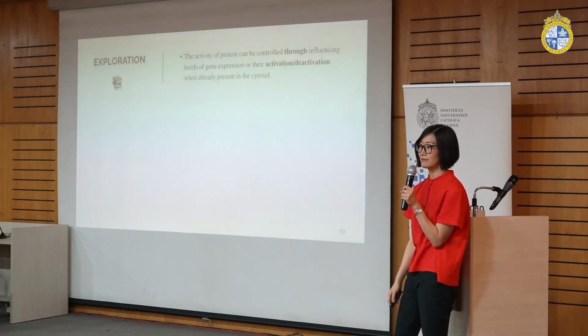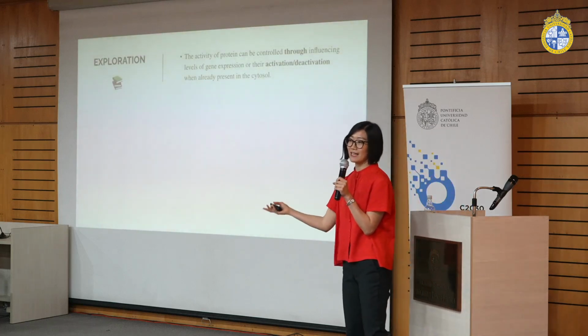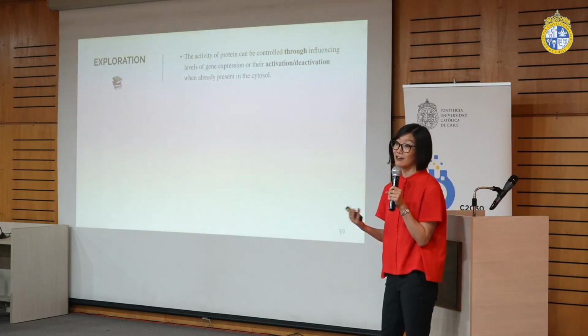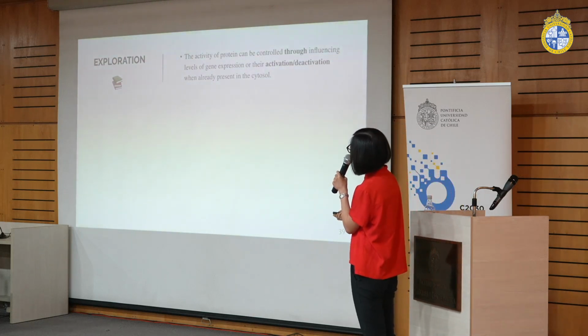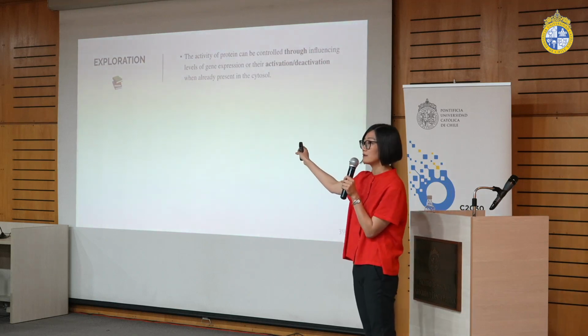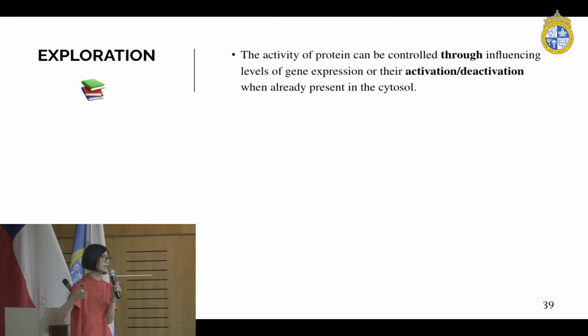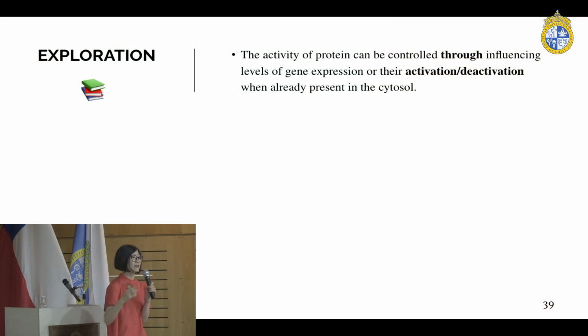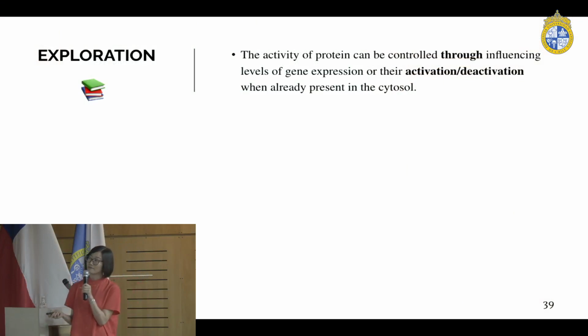Of course I'm presenting this backwards. These are the kinds of meanings I identified, but how do I identify those? Firstly, when we have a text, here we have an example of an exploration field. We call it exploration, just a way of categorizing meanings. You can also say it's a knowledge field or a technical field. Now, I have an example here: the activity of protein can be controlled through influencing levels of gene expression or their activation or deactivation when already present in cytosol.